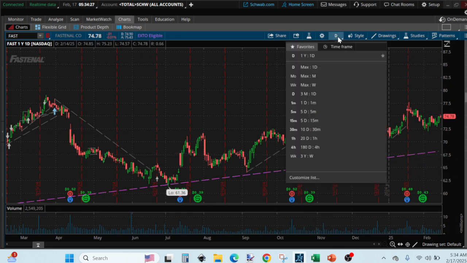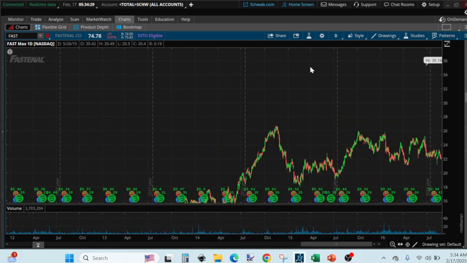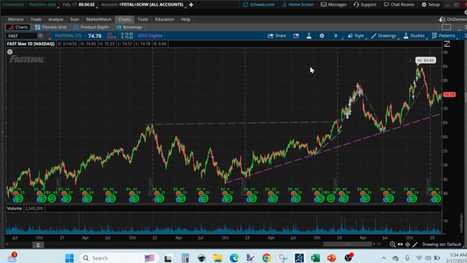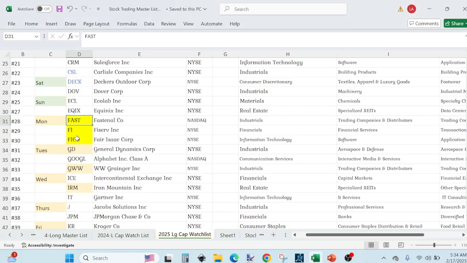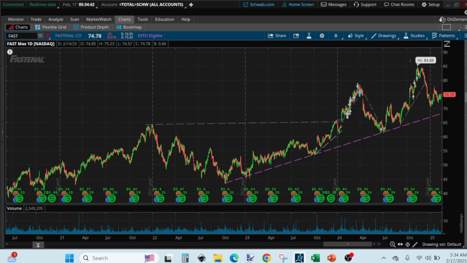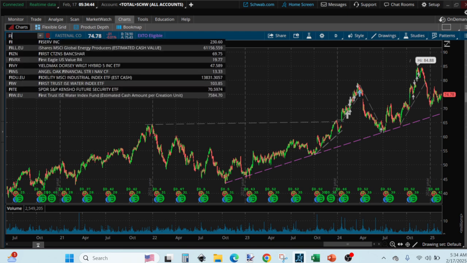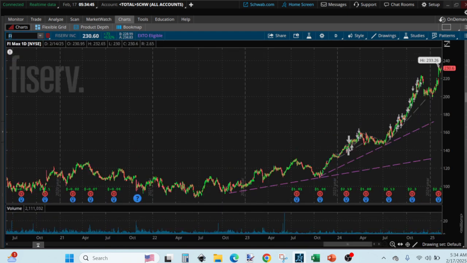So we are going to go back to the maximum daily chart and we are going to move to the next one. So the next one is FI. So FI, Friday the price went down as well. Because the price bar is red, the price is highlighted in red as well.